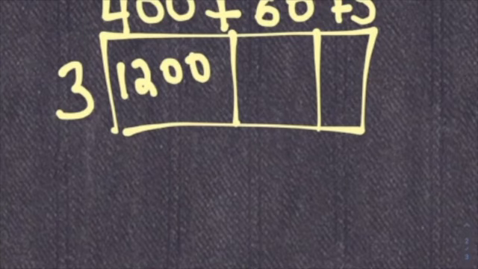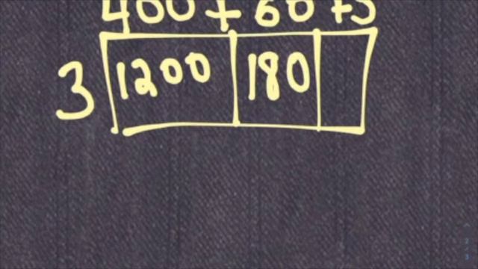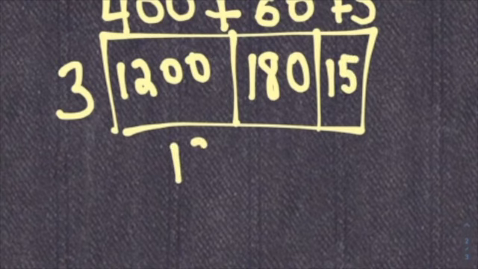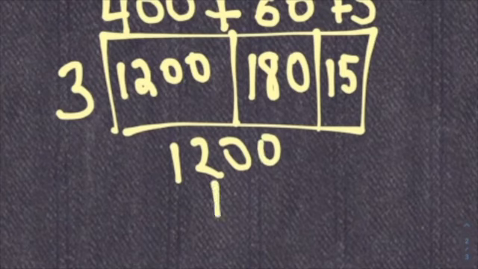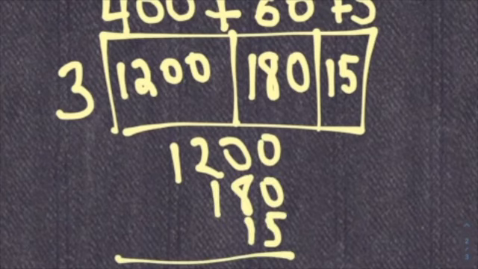3 times 60, I'm going to think 3 times 6 is 18. 3 times 60 is 180. 3 times 5 is 15. Now all I need to do is add those together. So 1200 plus 180 plus 15. And I get 1,395.